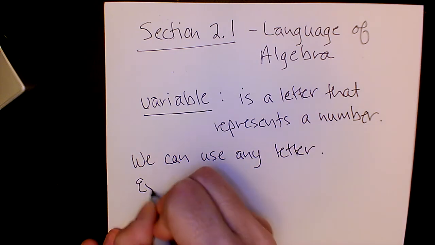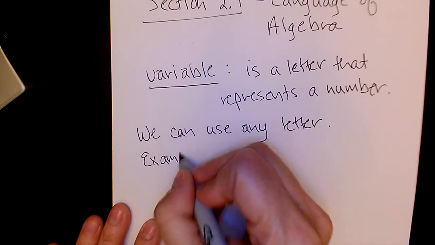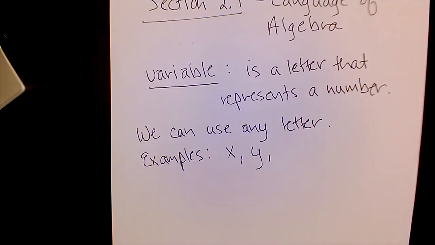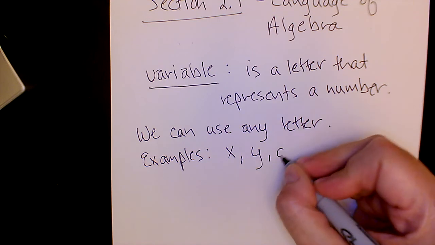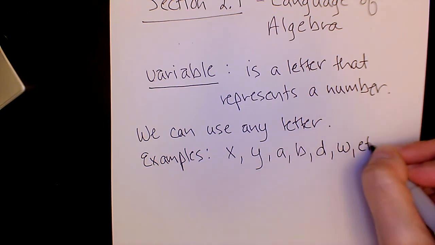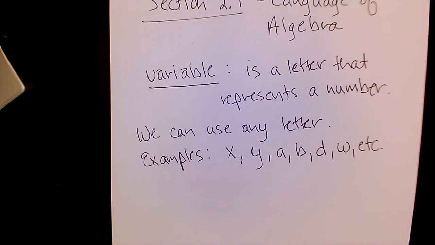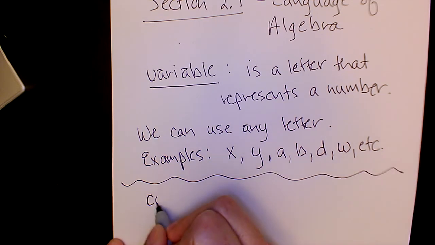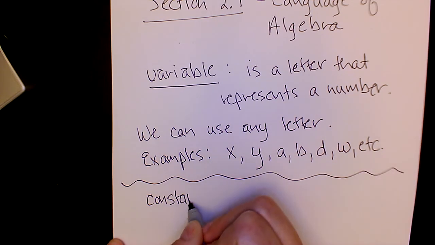So some examples. I know a lot of times people use X and Y, but I mean we can use A, B, D, W. We can use any letter we want to represent a number. And you're going to see lots of different letters used for variables as we go on. So it's just a letter that represents a number. And we're going to start using them in a minute.